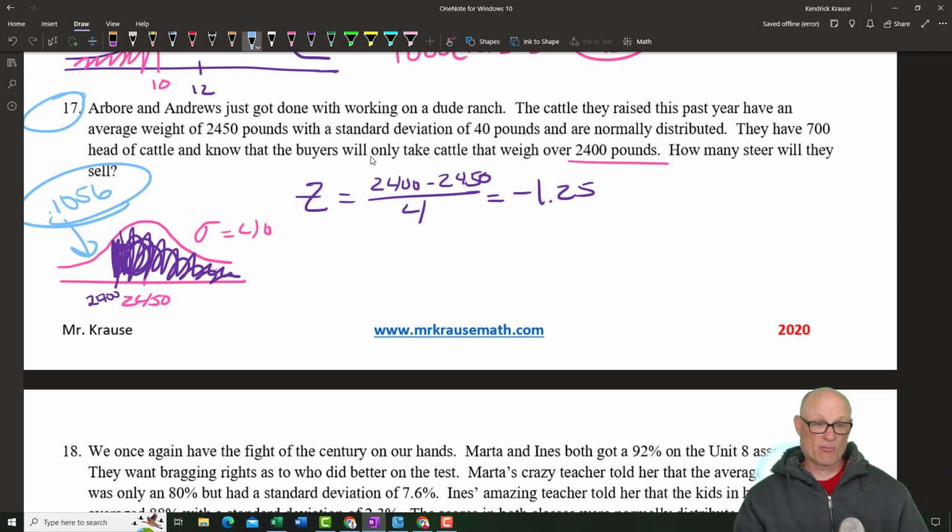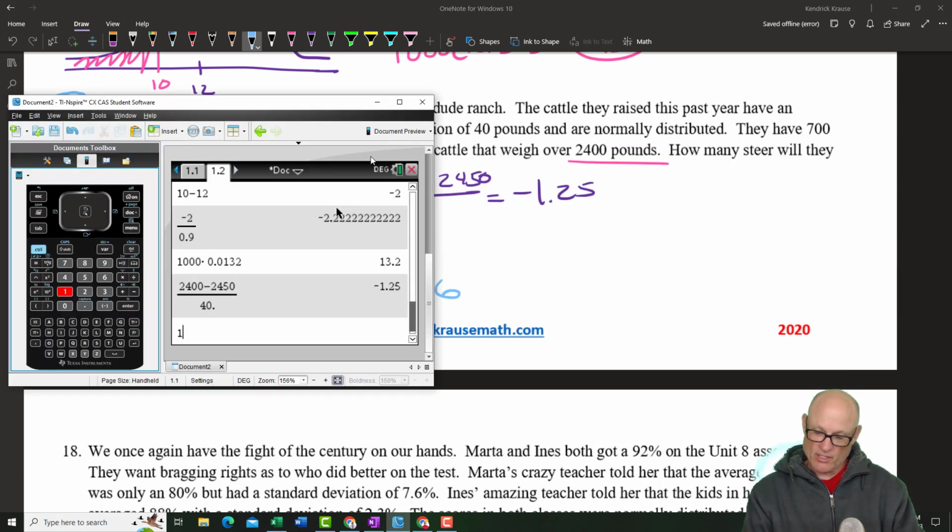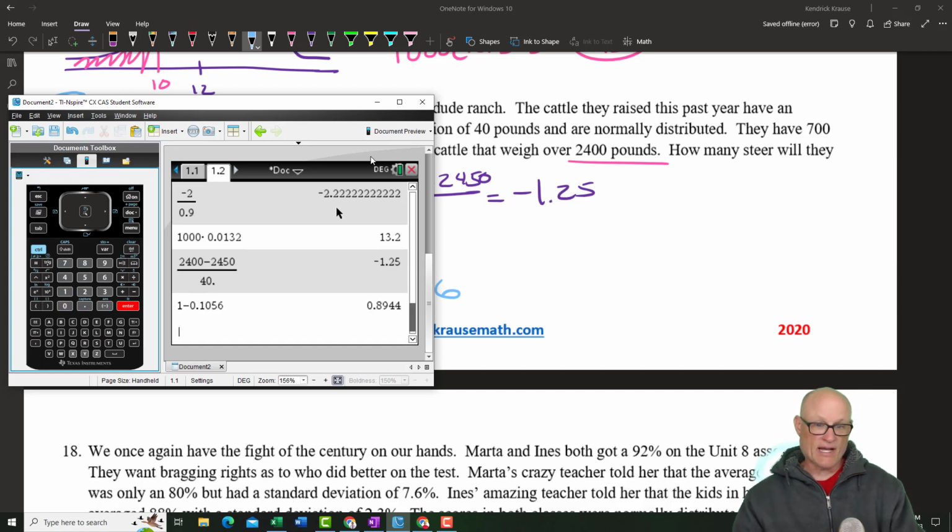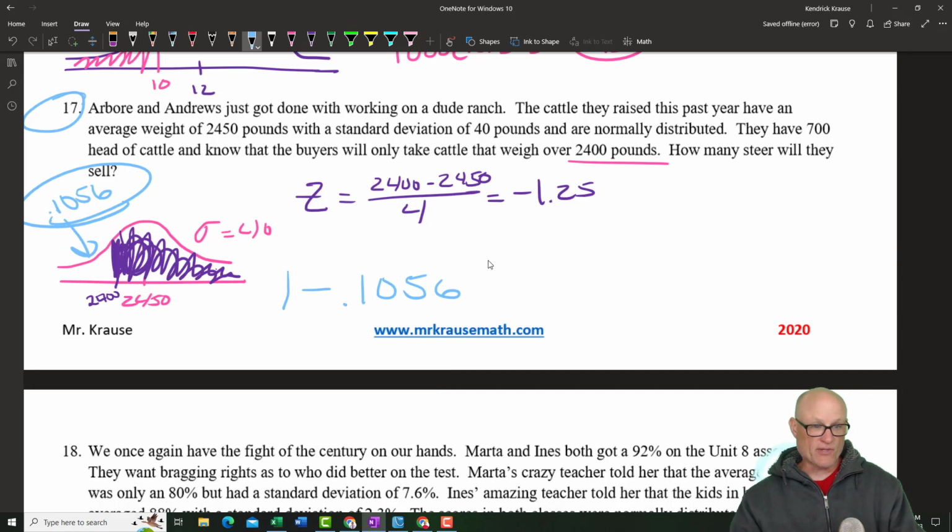So the rest of it is found by doing 1 minus 0.1056, and you get 0.8944. So this is the percentage that we actually want. Now let's see if that answers the question.